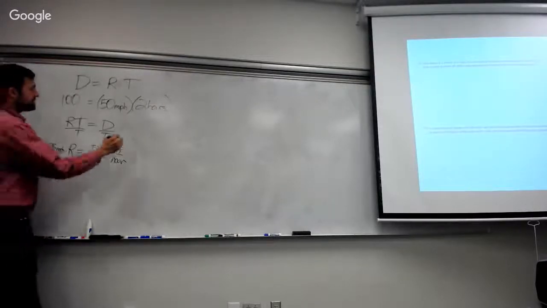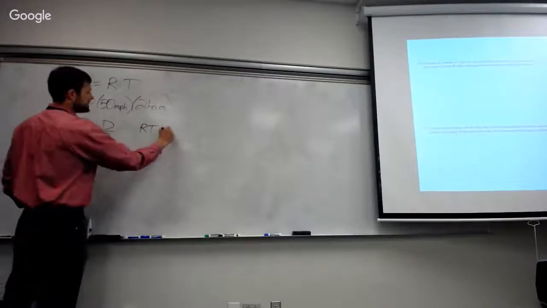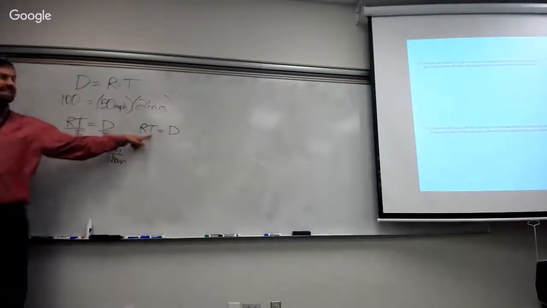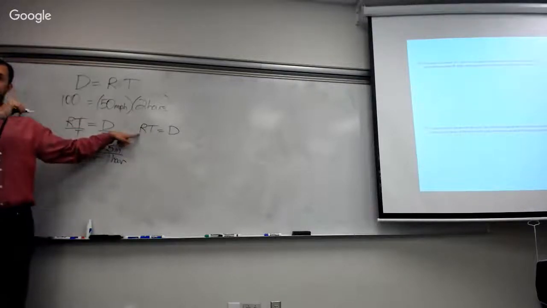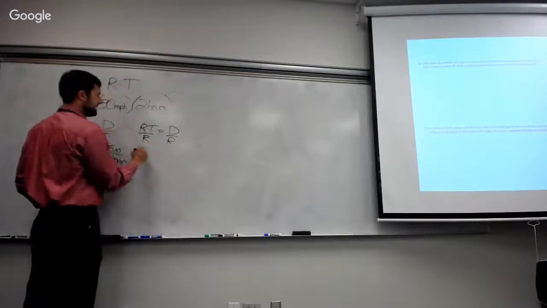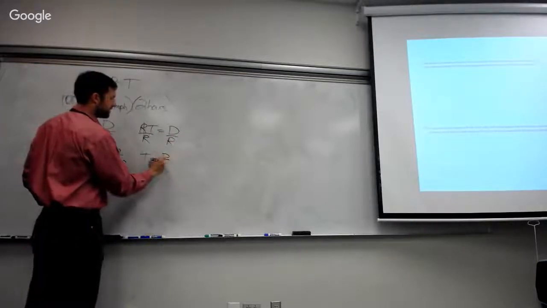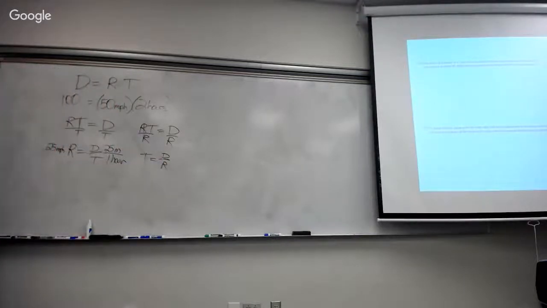Okay, one more time, do it again. This time solve for T. RT equals D. We'd like to solve for T and get T by itself. So T is being multiplied by R, so you would divide by R. So now we have the formula T equals D over R. Now that indeed might seem pretty strange. It still makes sense though.